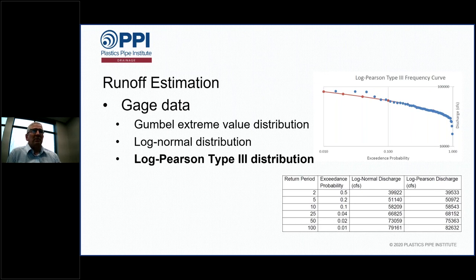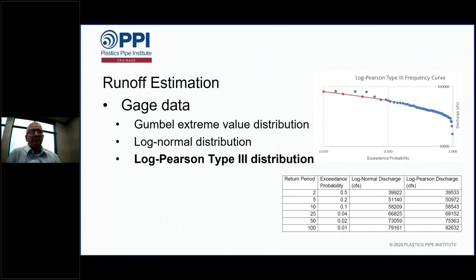So what you see is when you use a log normal, say take it the 100-year return, which is at the bottom, you get 79,000 CFS. When you do a log Pearson type 3, you get 82,000 CFS. Well, those numbers are less than 5% away from each other.